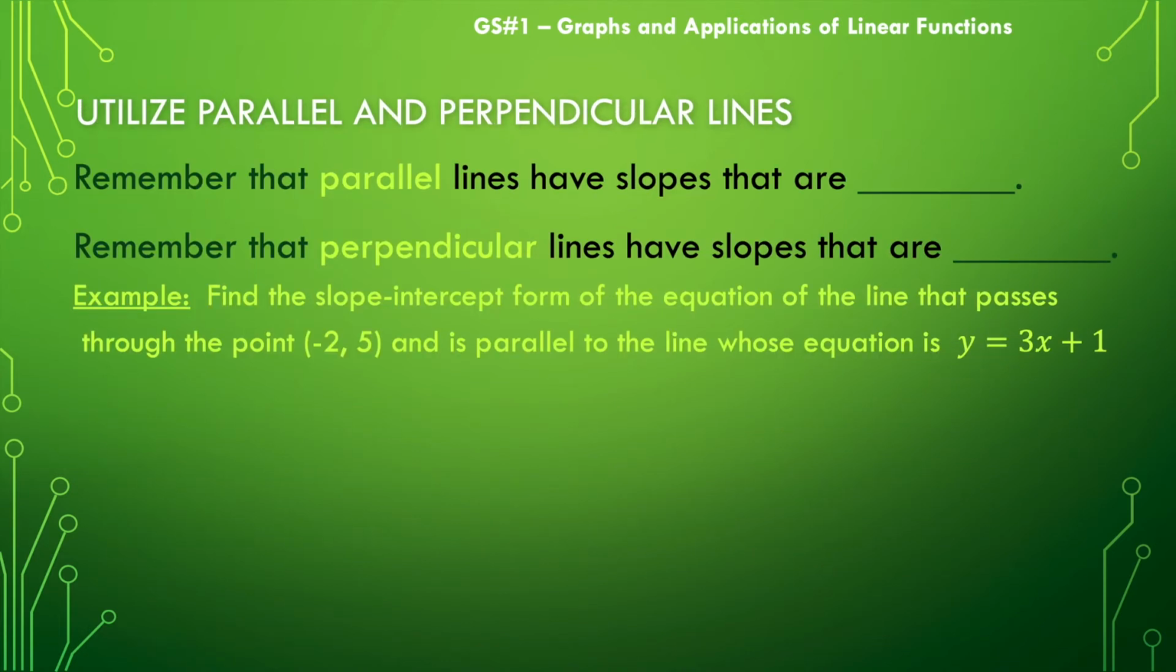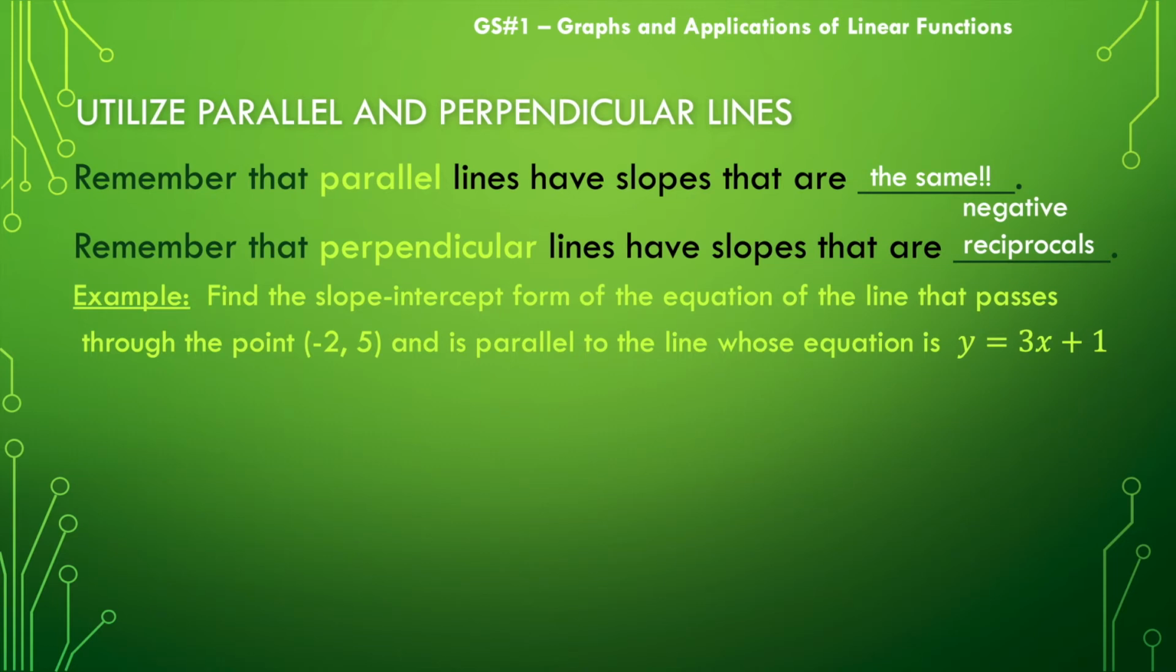Okay, so now let's move into parallel and perpendicular lines. Remember that parallel lines have slopes that are the same, while perpendicular lines have slopes that are negative reciprocals. So if I'm given a problem where I want to find the slope-intercept form of the equation of the line that passes through the point negative 2, 5 and is parallel to the line whose equation is y is equal to 3x plus 1, there's 3 things that really stand out to me in this example.